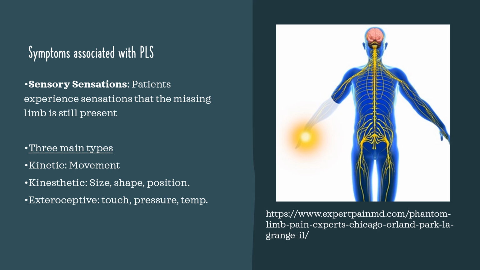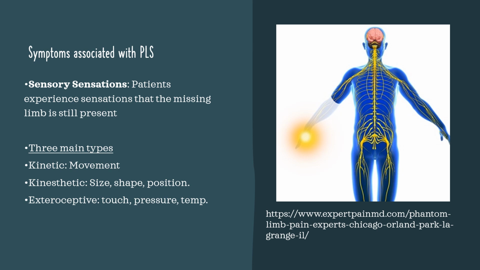Sensory sensations are when patients experience the sensations that the missing limb is still present, such as itching, tingling, or a feeling of movement. These sensations can feel so real that a patient can act as if the limb is still there. So like the example before, trying to get up and walk on a non-existent leg. They can also experience telescoping, which is the limb shrinking into their stump.